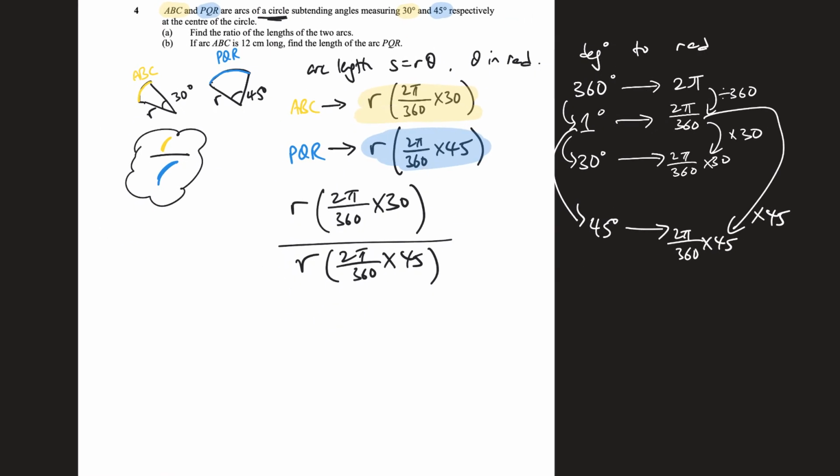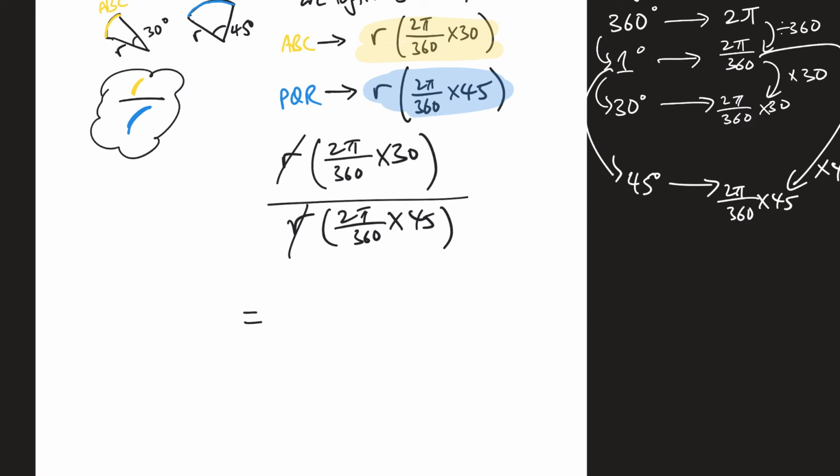And what do we notice? We notice that the R's actually cancel out, which is wonderful. And for the rest, you can actually key into a calculator and you can get an answer. Or if you prefer, you can simplify it. So I'm just going to simplify it. So whatever you're comfortable with. If you're not comfortable simplifying because of all the fractions, you can just key the whole chunk into a calculator.